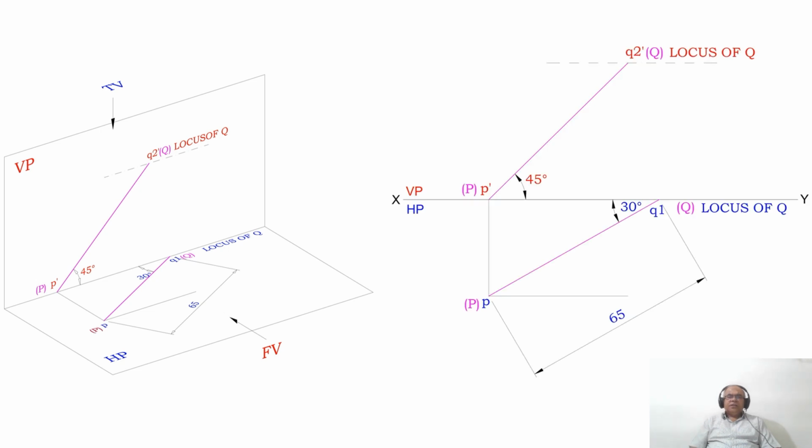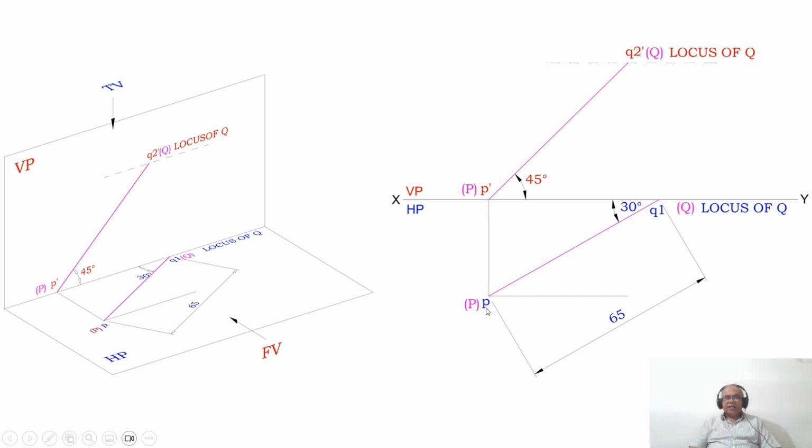But how to do it on the sketchbook? First we are going to draw an XY line and mark VP and HP. Since Q is on VP, first it will be on HP. So obviously in HP you write this is the locus of Q. Consider any point on the XY line and mark that point as Q1. Then you measure an angle of 30 degrees with respect to the horizontal using the protractor and draw an inclined line. Then using the compass with Q1 as center, take the radius of 65 and cut an arc on this 30 degree line.